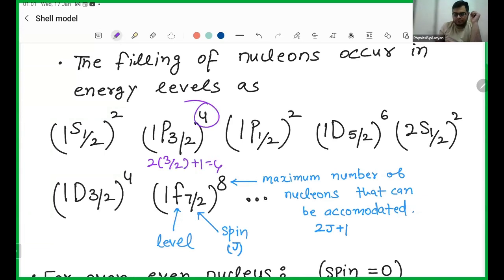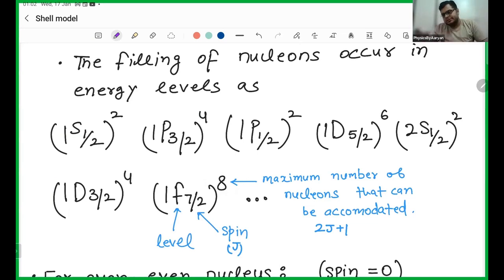So 4 nucleons can be there. Then comes p 1/2, again 2 nucleons, because it is again 1/2. Then d 5/2, in this there will be 6, and then s 1/2, it is 1/2, so there will be 2 nucleons. And then d 3/2, since it is 3/2, you will have 4. Then f 7/2, which is basically 8. 8 nucleons can be there.